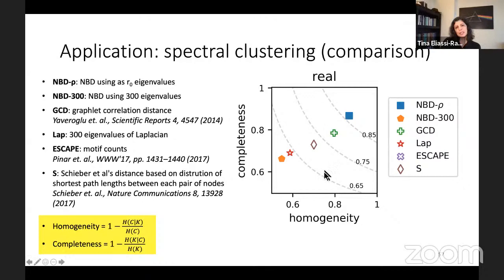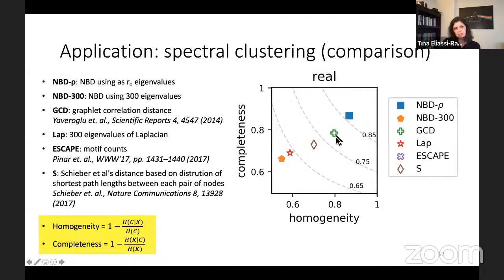And what you're seeing here in terms of the results, I'm showing you homogeneity versus completeness. You can think of homogeneity as like precision and completeness as recall. These gray dashes are called the V-score. They're similar to the F1 score, which is the harmonic mean between precision and recall. And so higher is better. And so the blue is us.